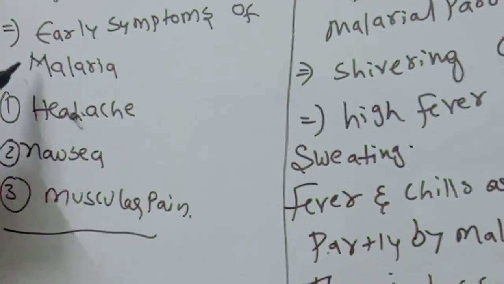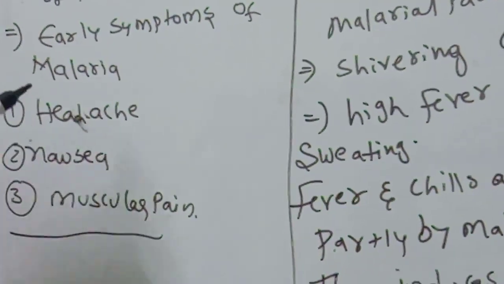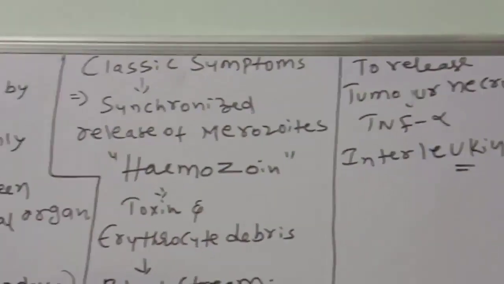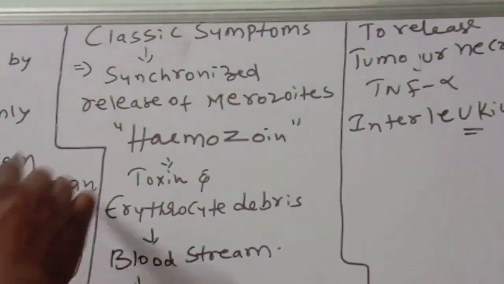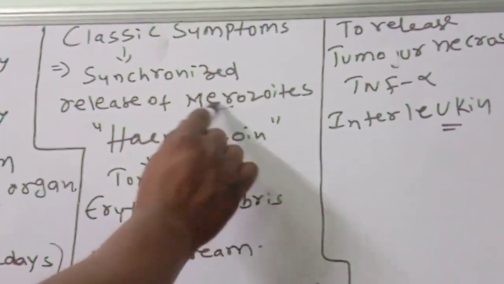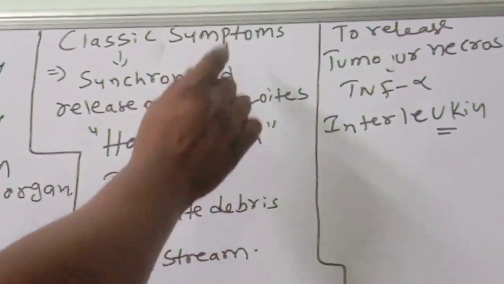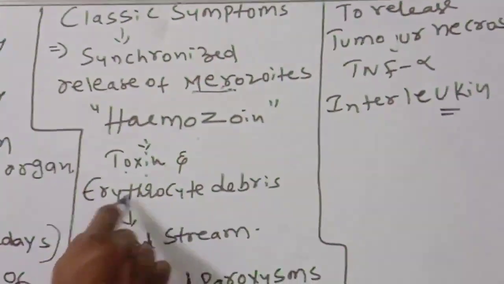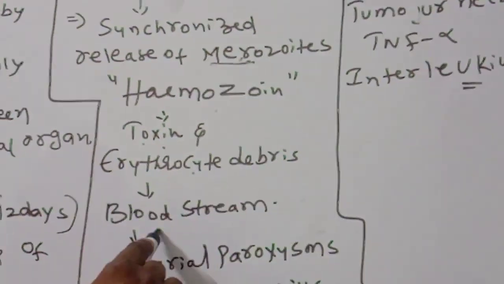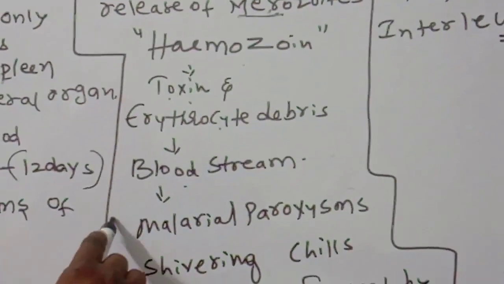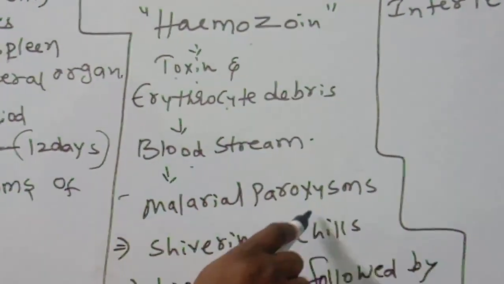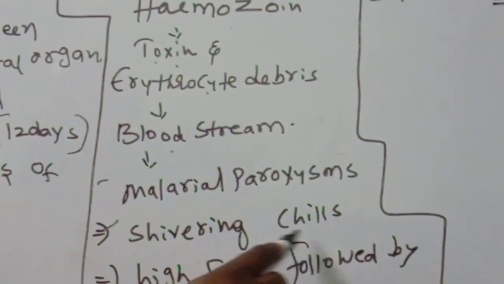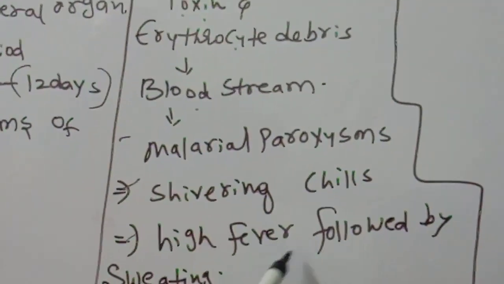Early symptoms of malaria: headache, nausea, muscular pain. Later the classical symptoms will appear. What are the classical symptoms? Synchronized release of merozoites from the RBC happens. At that time, the hemozoin toxin and RBC debris, erythrocyte debris, also enter the bloodstream. Then that leads to malarial paroxysms. What are those? Shivering, chills, high fever, followed by sweating.